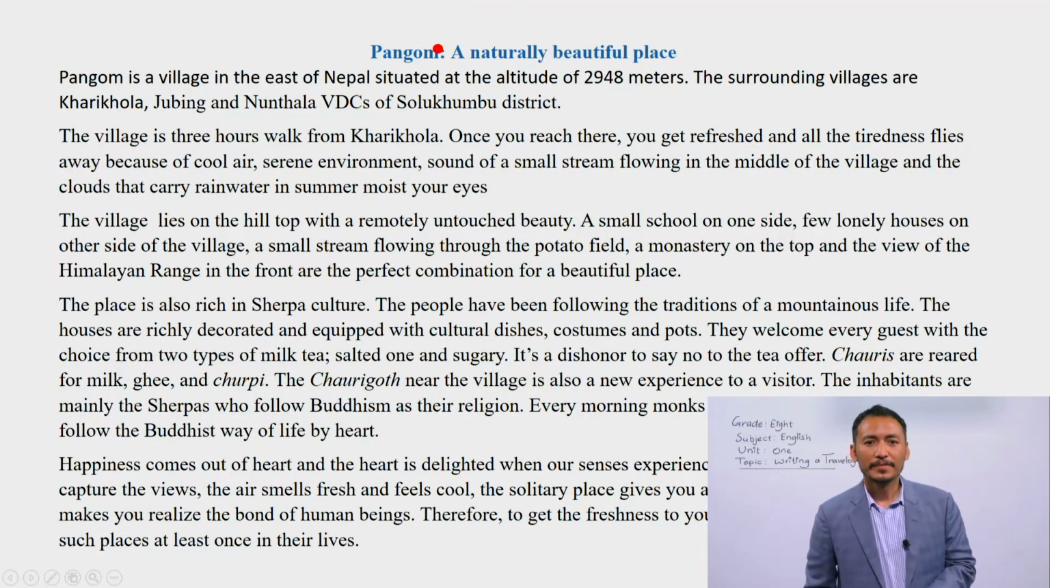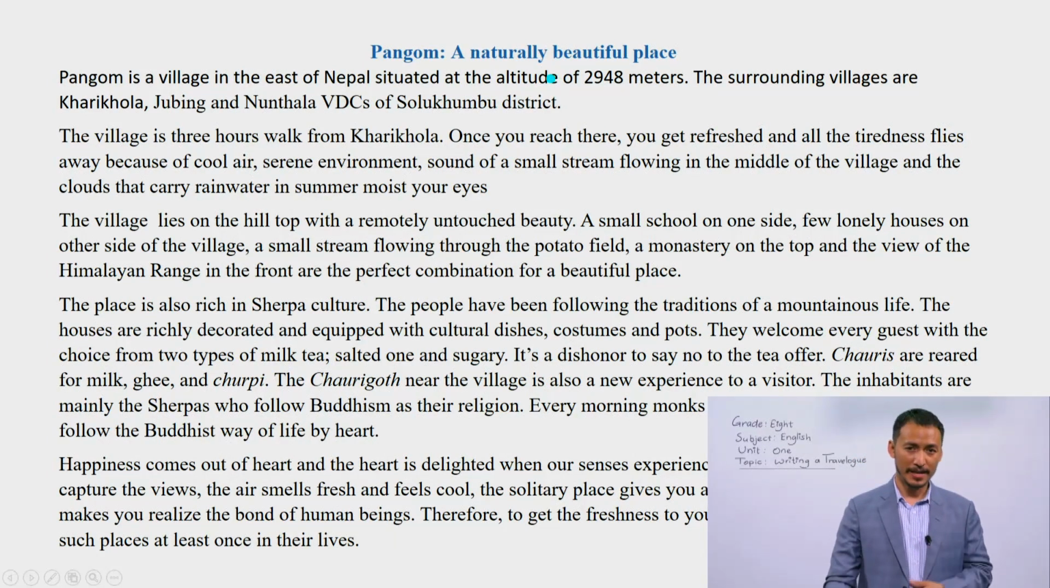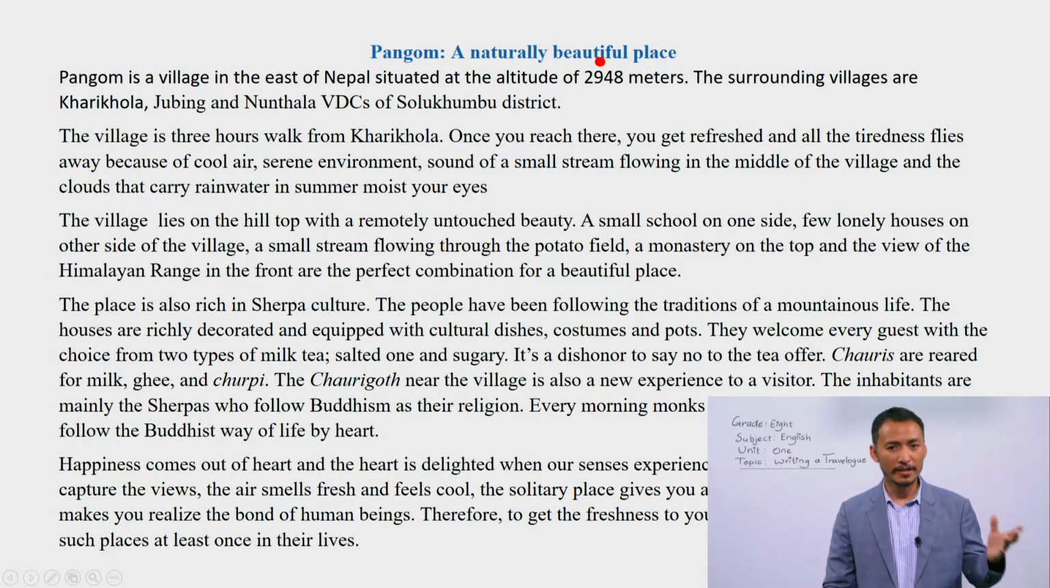The title is, the name of the place is Pangom, a naturally beautiful place. Okay, students, I described here Pangom as a naturally beautiful place in the topic. So this is how you can introduce your topic now here. Pangom is a village in the east of Nepal, situated at the altitude of 2,948 meters. The surrounding villages are Kharikhola, Jubing, Nunthala villages of Solukhumbu district.